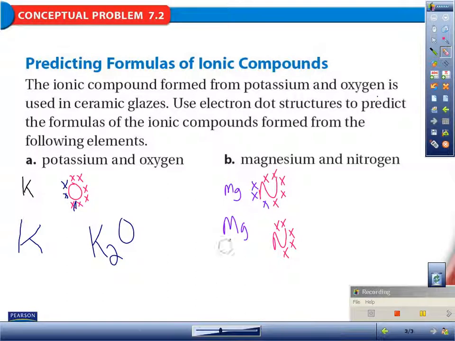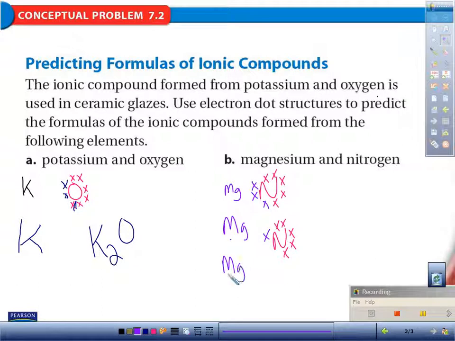Now I can take this 1 from magnesium and give it to nitrogen. But now he wants 2 more, so I need another magnesium. He comes in with his 2 electrons because he's group 2, and now I can take them from him. And now we're all done. These guys are filled up. These guys are filled up. So this tells me for every 3 magnesiums, I need 2 nitrogen.